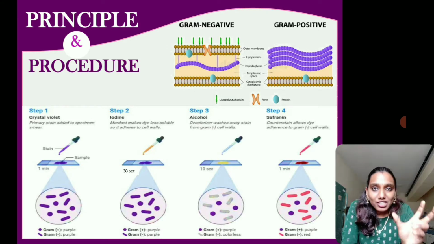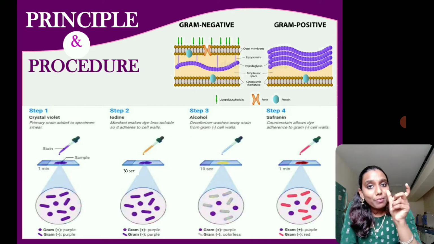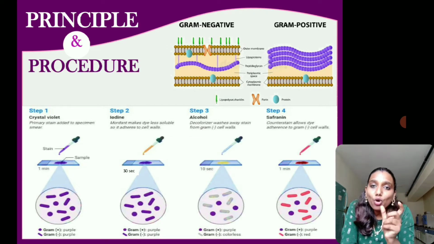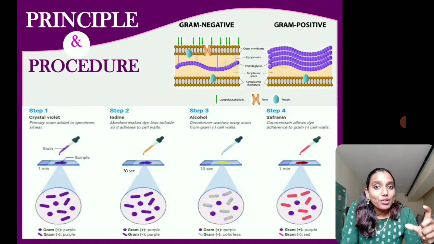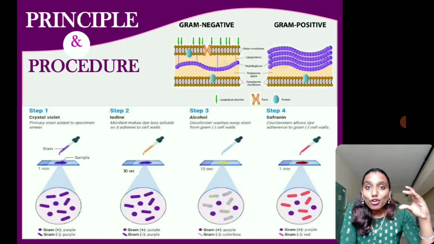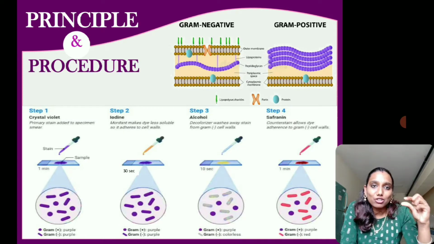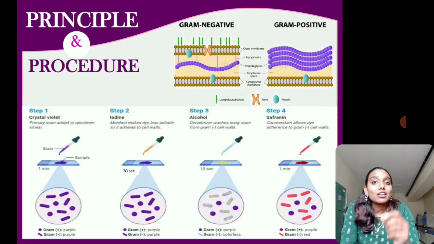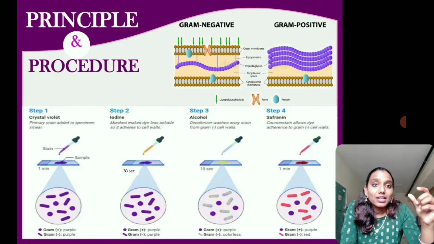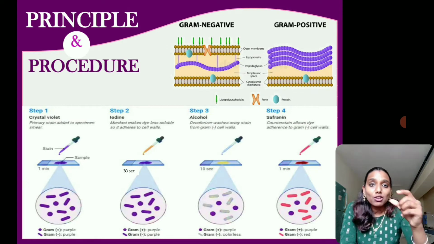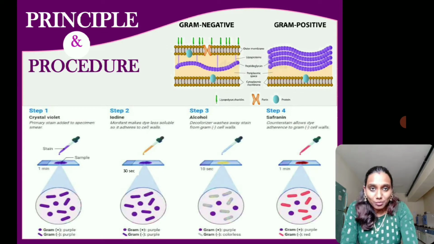So if you observe this carefully, the gram-negative bacterial cell wall has more lipids and less peptidoglycan layer, and gram-positive bacteria has more peptidoglycan layer and less lipids. So there lies the principle. Let us look into the procedure. Simultaneously, during the procedure, I will explain where is the difference and what is making the bacteria appear purple or pink after the staining procedure.